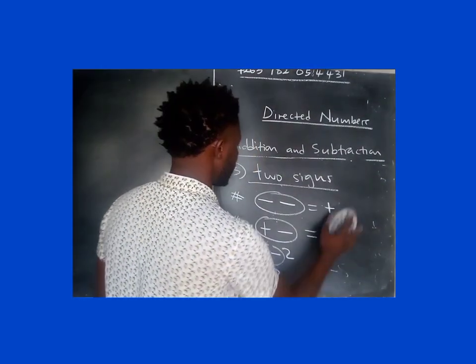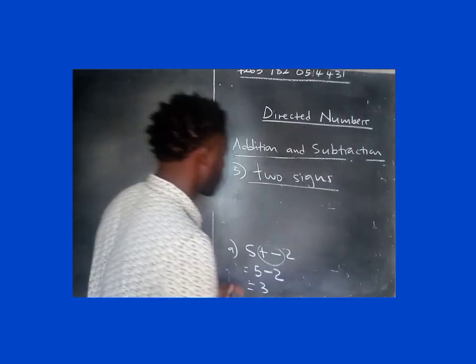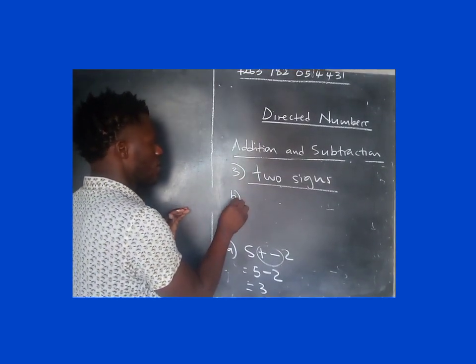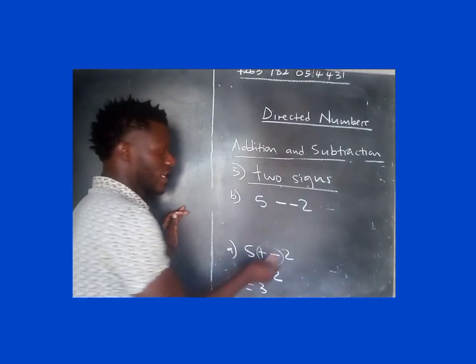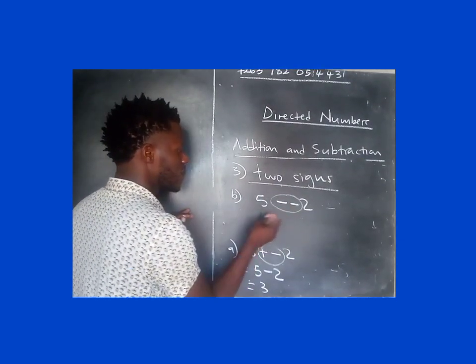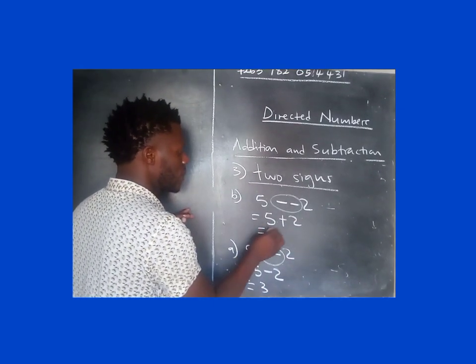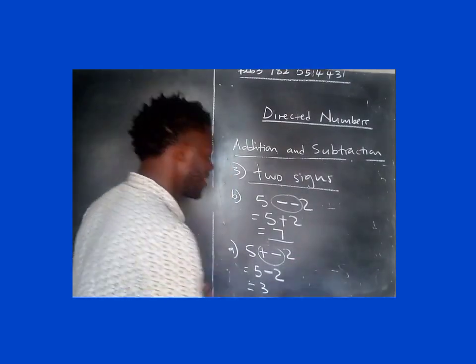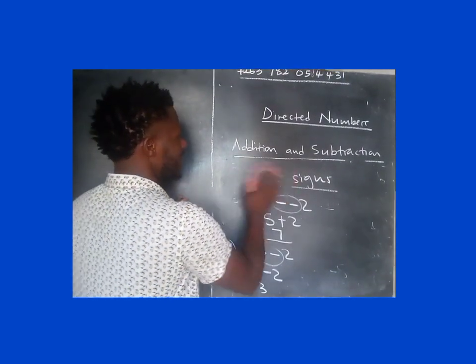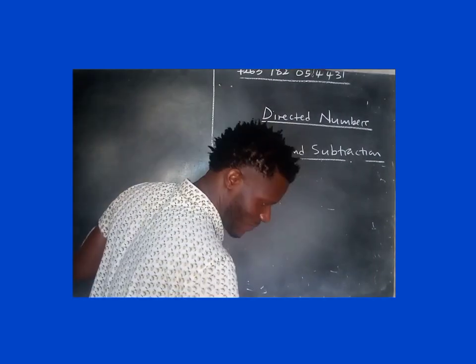If it is, suppose, 5 minus minus 2, forget about these two. They are representing a positive sign, that is 5 plus 2. Then you get 5 plus 2, you get 7. So guys, mathematics is very simple, but what you need to do is always start from the starting point.